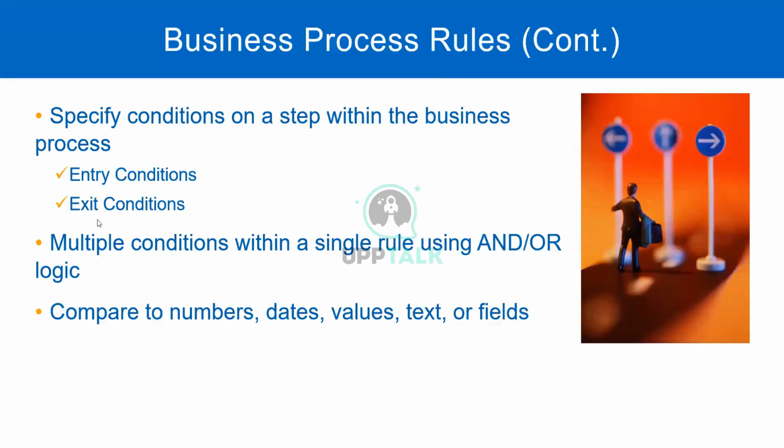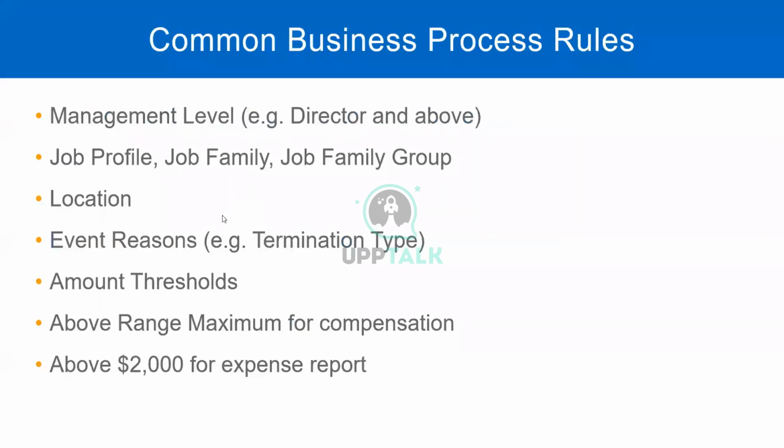We say that it can be an entry condition or an exit condition, and specify conditions on a step within the business process, right? You can put in multiple conditions using the AND or OR logic. And we also looked at some common rules, like based on management level, based on location, amount threshold, etc. We talked about this yesterday. So let's try to create a rule.